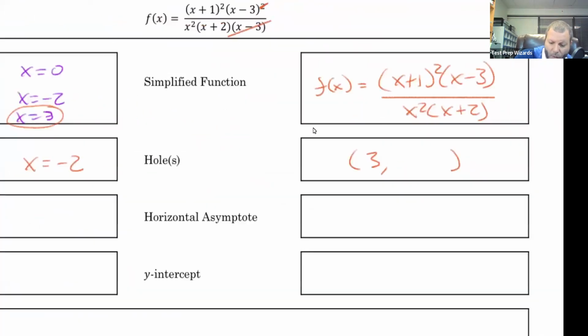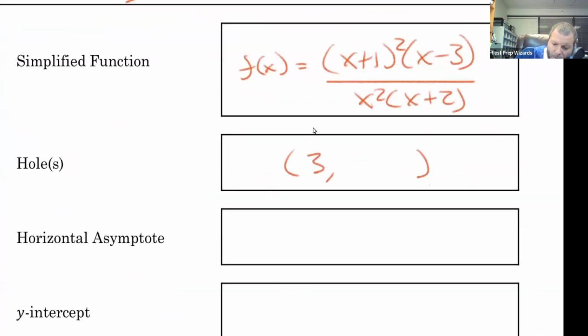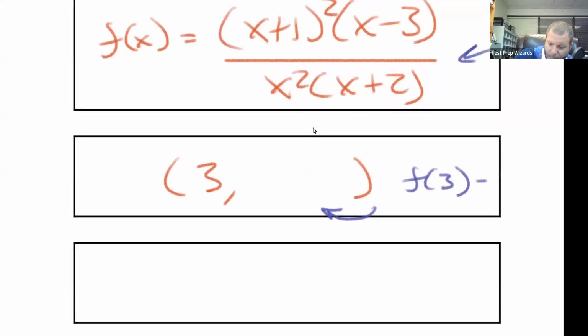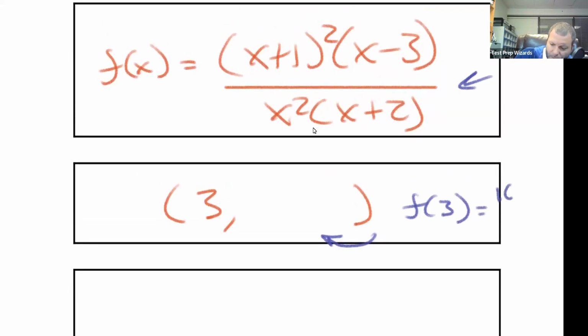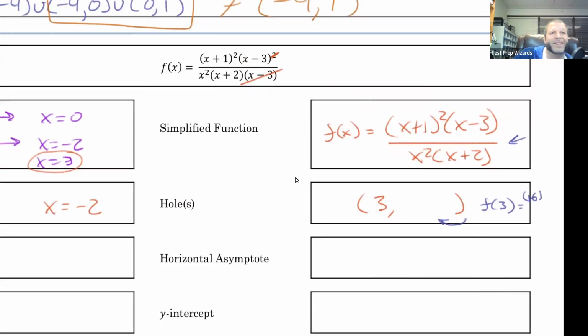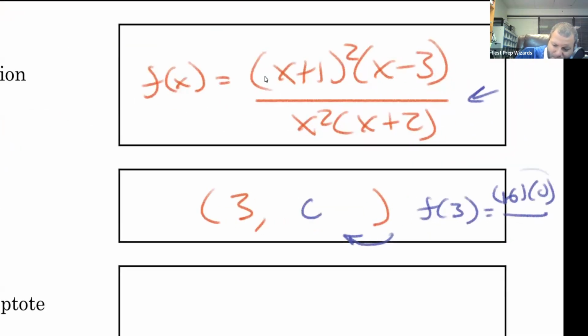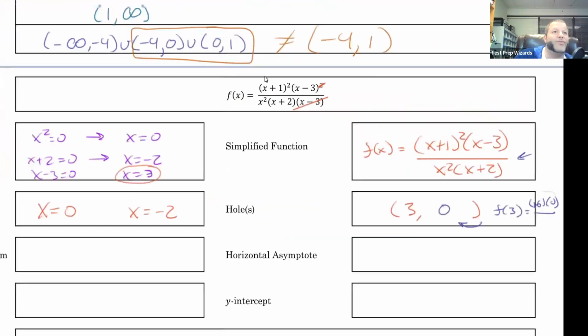All right, so if we want to find the y coordinate of the hole, we're just going to plug 3 into the most simplified version, this one up here. If we do that, we're going to get 4 squared, which is 16, times 3 minus 3. Oh, stupid me. So yeah, it's going to be 0. Doesn't even matter, 16 times 0 is going to be 0. So we're going to have a hole at (3, 0).